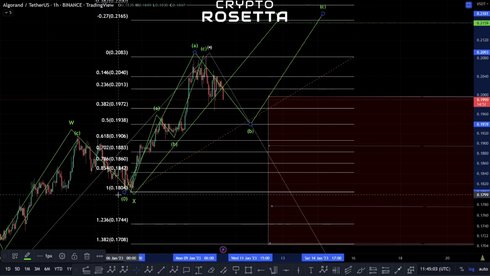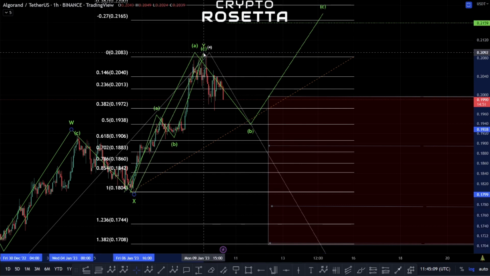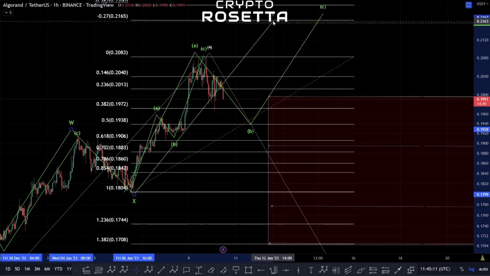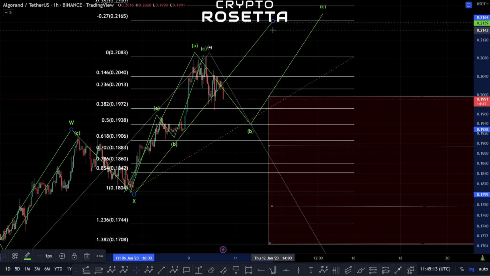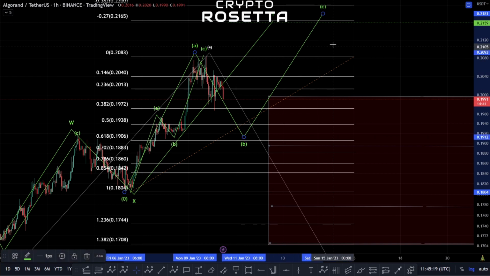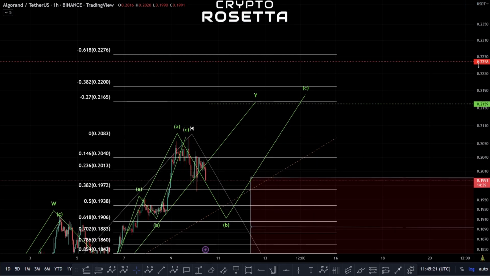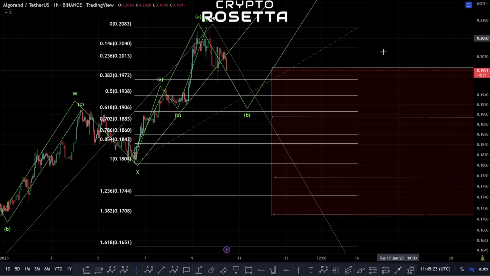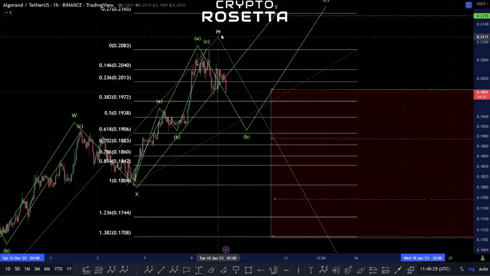If, however, we do move down past this 1804, I would not be looking for this Y wave continuation, and I would be looking at this potentially as a completed move here. So we just need to give it some time to see how it plays out. But if we do manage to find support back in this zone, then we could be looking to push higher. Pushing above this 2258 would invalidate the idea of having this fourth wave that we have here.